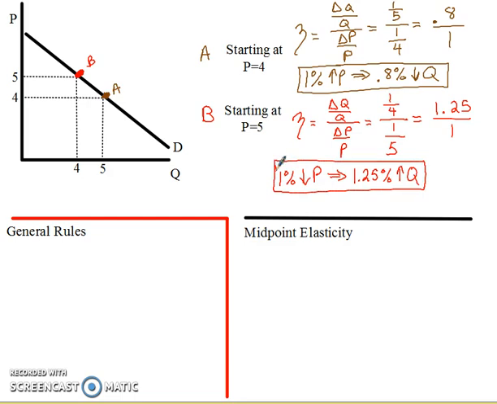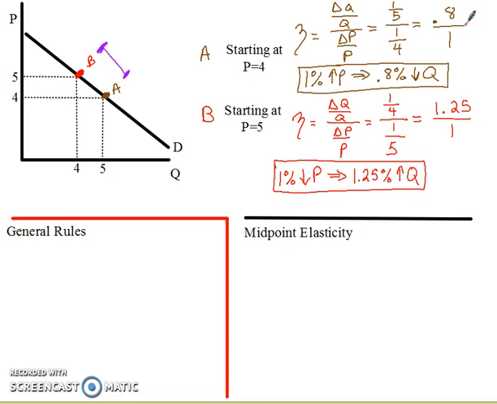The problem with all of this is that the elasticity between these 2 points, point A and point B, theoretically, when we calculate it, should always be the same number because we're in between those 2 points. But we can see that we got 2 different answers.